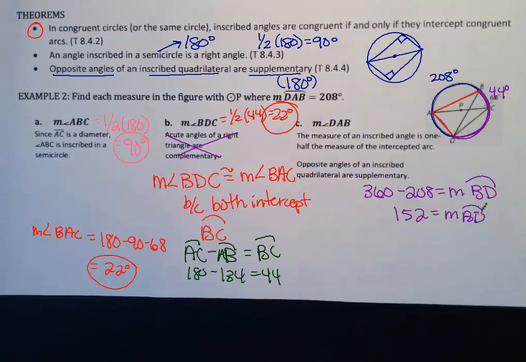Now that we have the arc measure, how does that relate to angle DAB, the inscribed angle? Would you divide 152 by 2? Yes, because the inscribed angle is half of the arc that it intercepts, and it intercepts this arc. So the measure of angle DAB equals 152 divided by 2, which is 76 degrees.